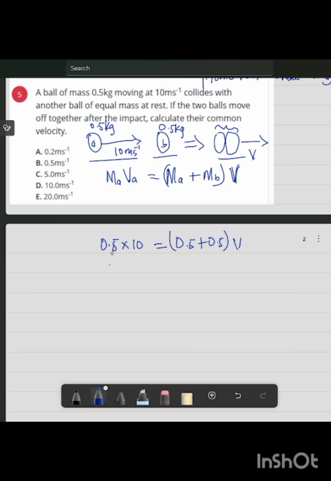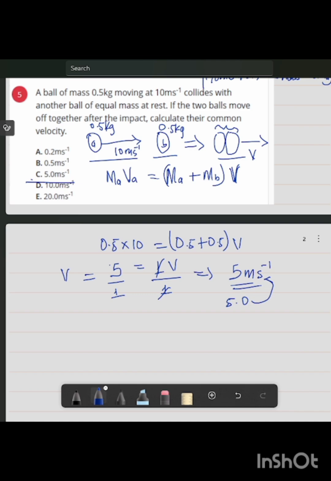So here would give you 5 equals 1 v, which, dividing through by 1, since it's the coefficient of v, we still have v equals 5 meters per second. So the common velocity here happens to be 5 meters per second. The options here might not clearly have 5 meters per second, but you have to also know that 5.0 is the same thing as 5. So C happens to be our answer.